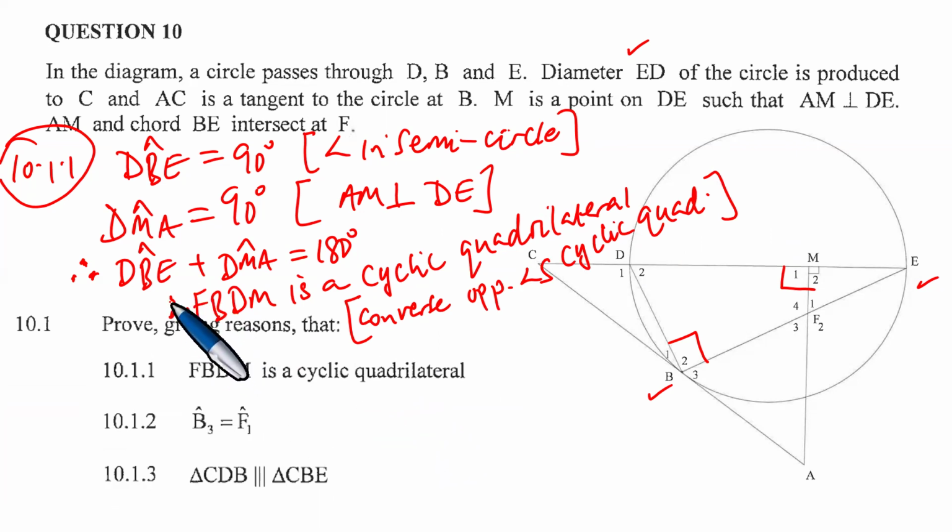So this is what we got. In other words, we've been able to show that this first part, FBDM, is a cyclic quadrilateral. Why? Because these opposite angles here add up to 180 degrees. So the opposite angles are supplementary, and we have been able to prove this one.